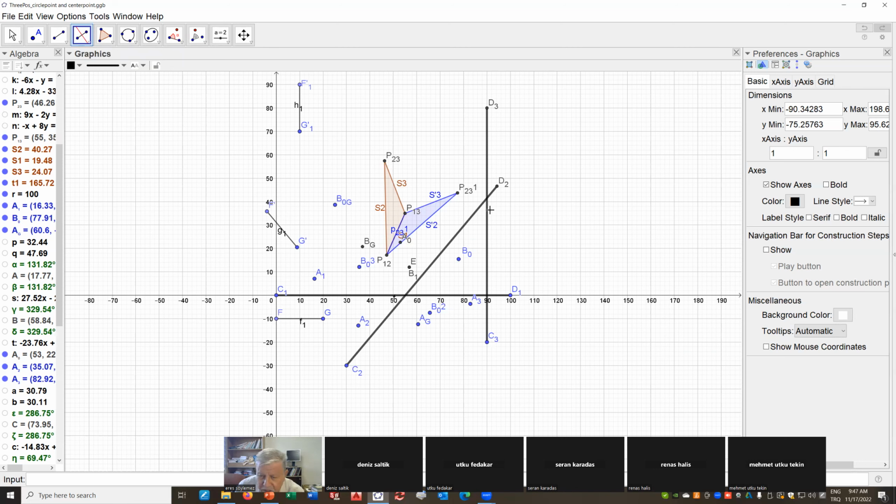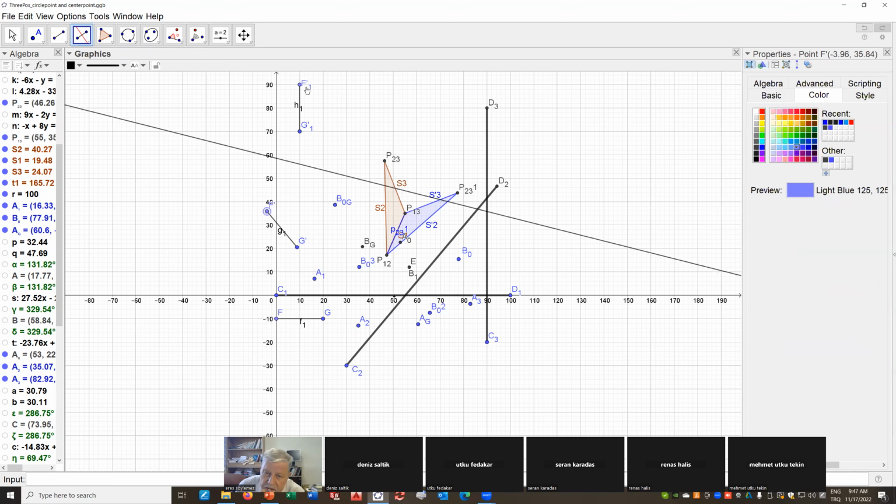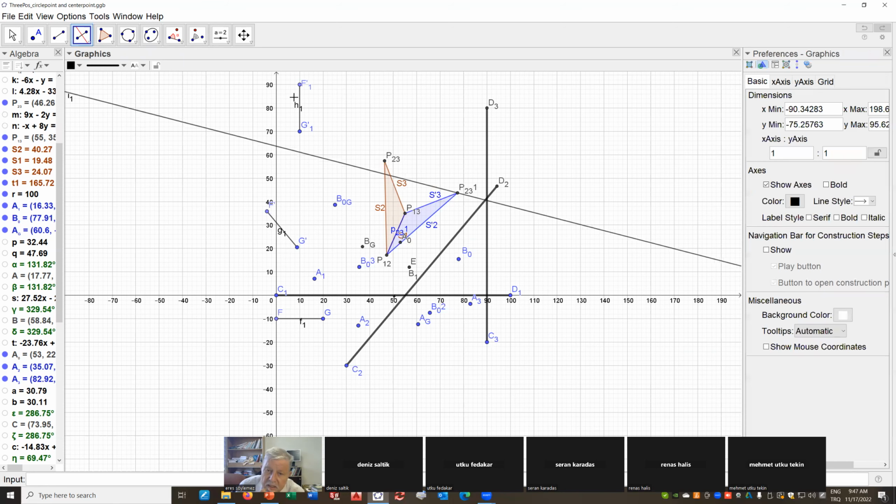I'll show you P231, okay? P23 for this inverse motion, this point. Those are the perpendicular bisectors. What do you see? From the second to third position, it is P231 for the inverse motion.